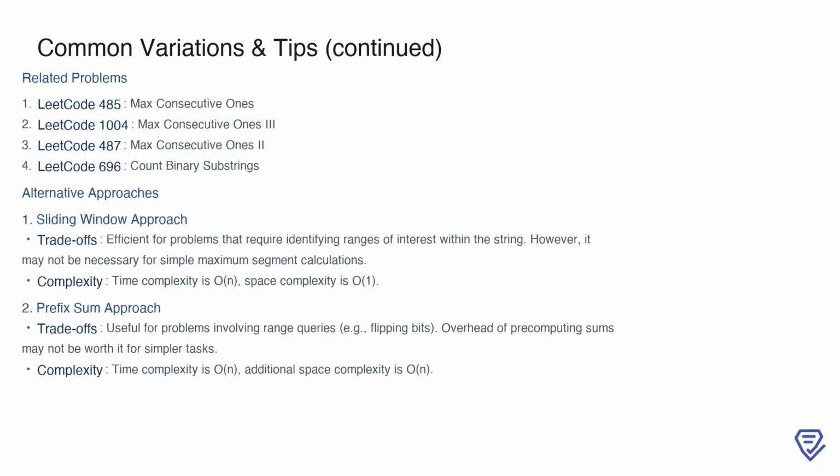When it comes to alternative approaches, the sliding window technique is a popular choice. It's particularly effective for identifying ranges of interest within a string, and while it works well here, it might be overkill for simple segment calculations. This method operates in O(n) time with O(1) space, making it efficient, but you should evaluate whether its complexity is justified for the problem's requirements. Another option is the prefix sum approach, which is excellent for range queries like flipping bits but introduces additional memory overhead due to the pre-computed sums, making it less ideal for straightforward tasks.